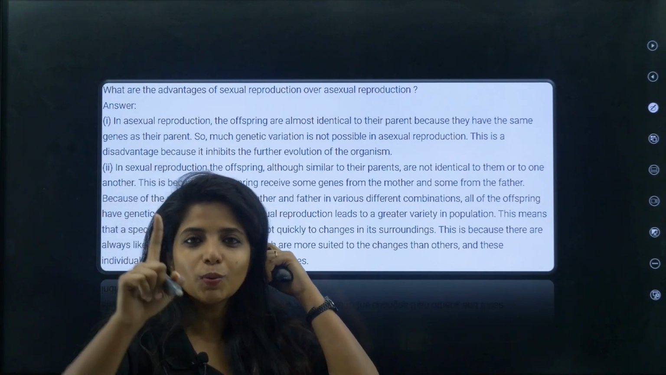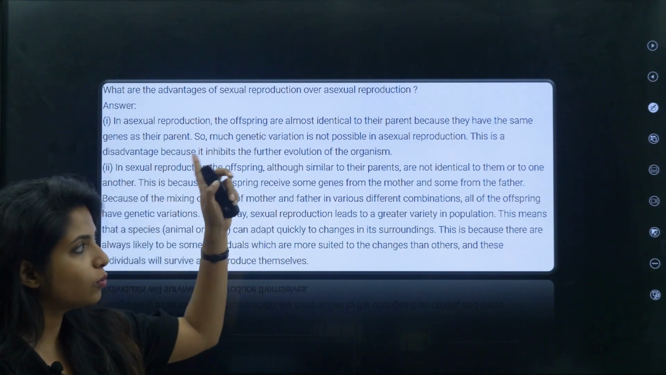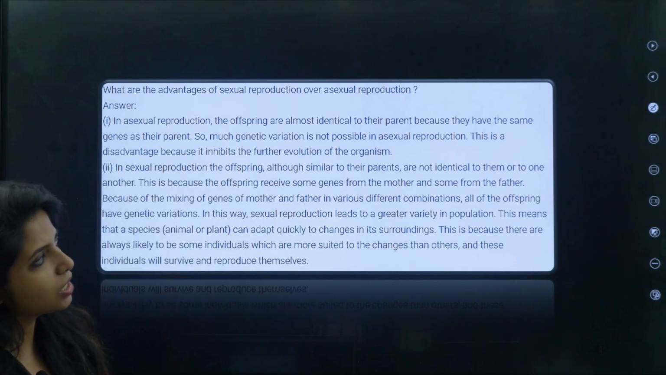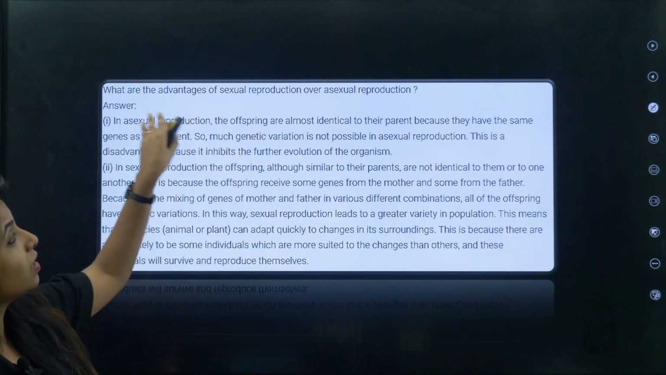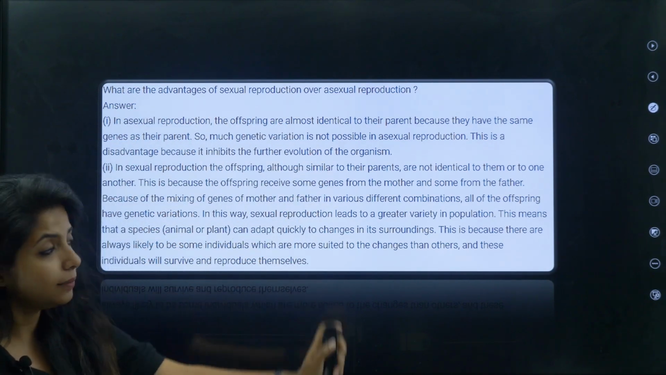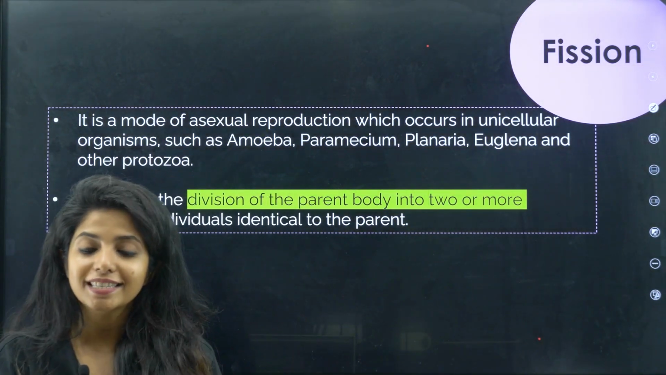Okay, so with just the first slide that we studied, we are able to frame all the answers. If you want, you can go through this answer as well. It is very long. You can break it down. I just thought I'll put it to show you that questions could be framed like this as well. Okay. Now, going ahead with the first type of asexual reproduction.